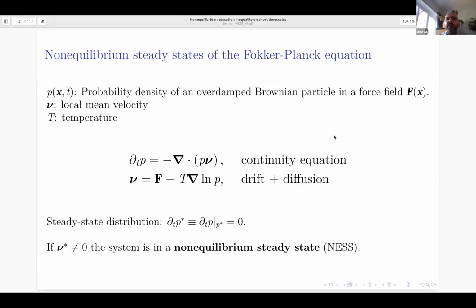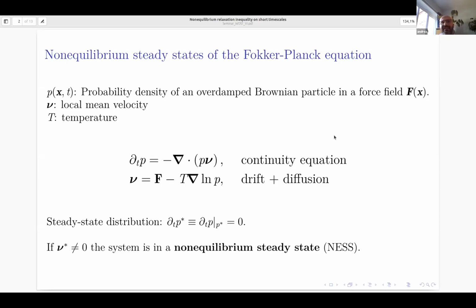Okay, let me just, to set the stage, introduce the Fokker-Planck equation, which is a continuity equation in terms of the probability currents, P times nu, where nu is the local mean velocity, which is decomposed into drift and diffusion terms.